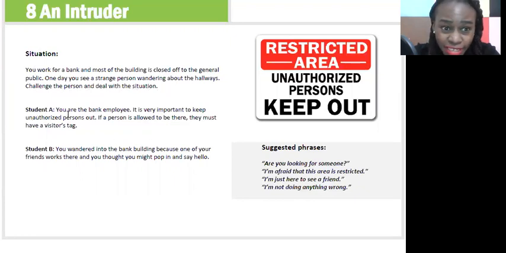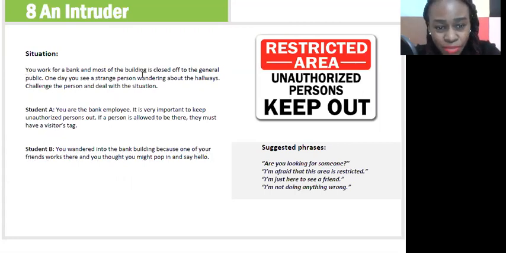Student A, you are the bank employee. It is very important to keep unauthorized persons out. If a person is allowed to be there, they must have a visitor's tag. Student B, you wandered into the bank building because one of your friends works there and you thought you might pop in and say hello. So what's the situation? Let's translate this.